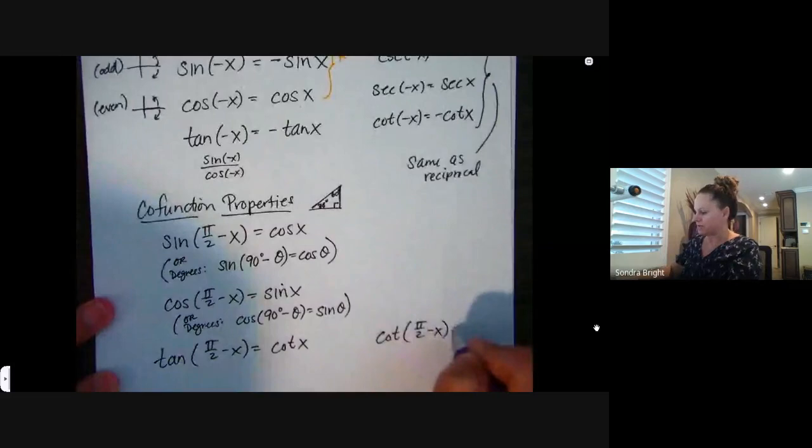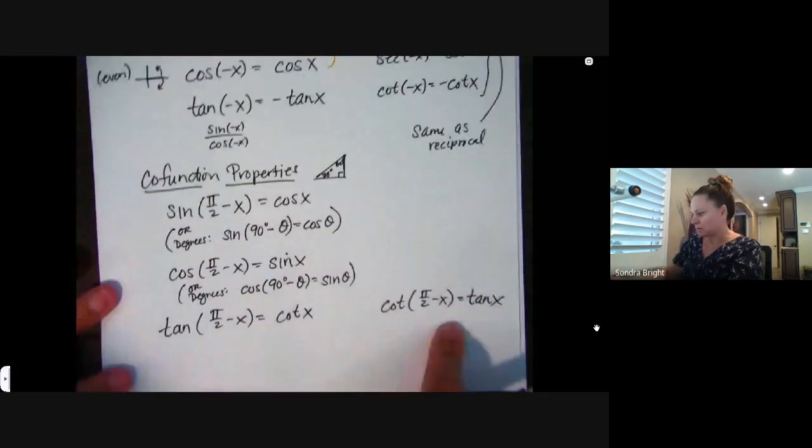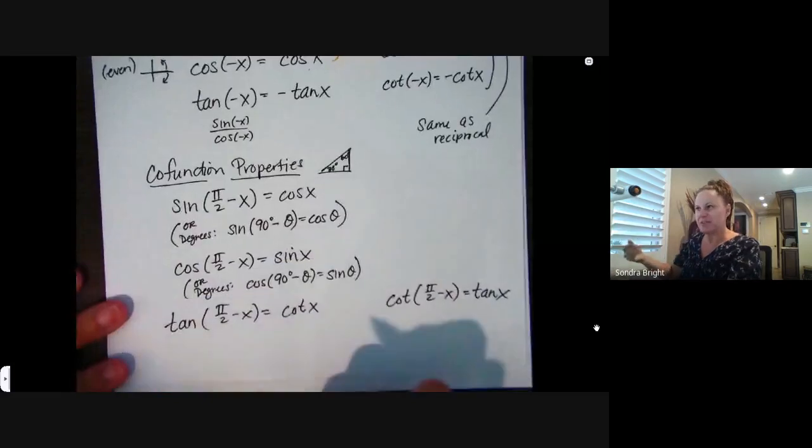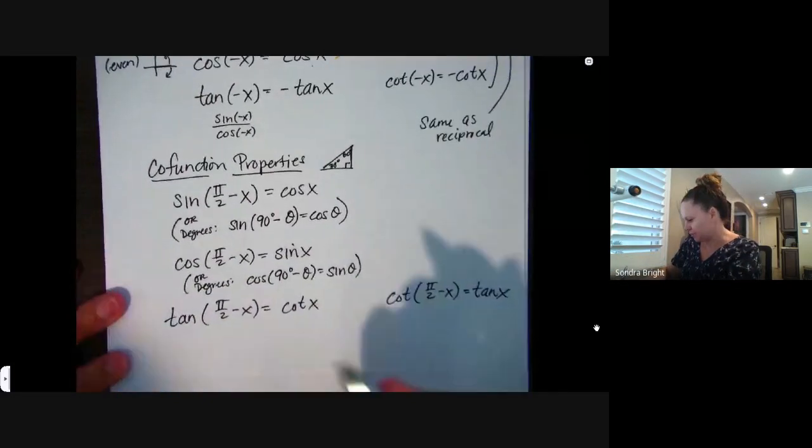These two guys are cofunctions. And it's cosecant and secant who are cofunctions. Think about the graphs of these guys and you'll see why this is true.